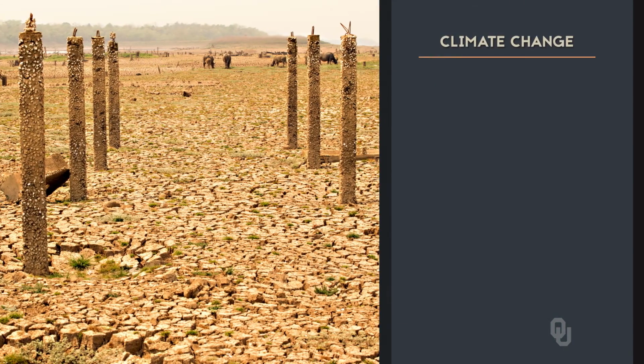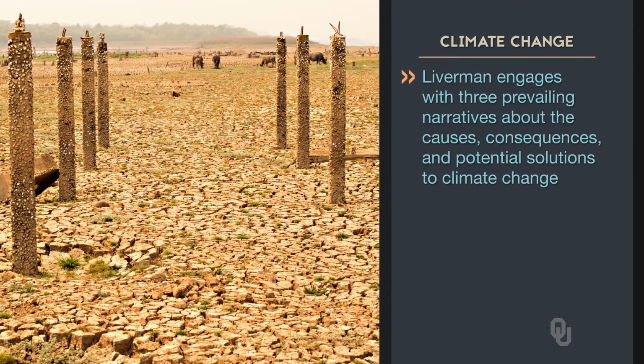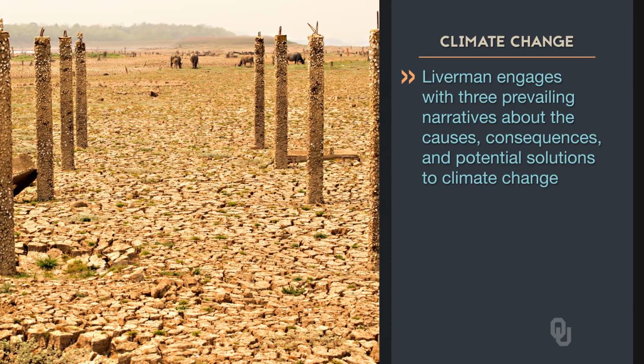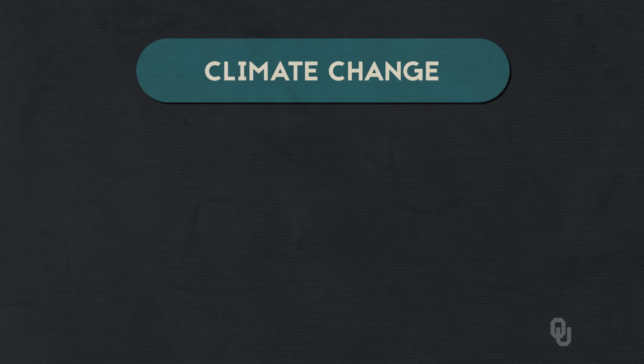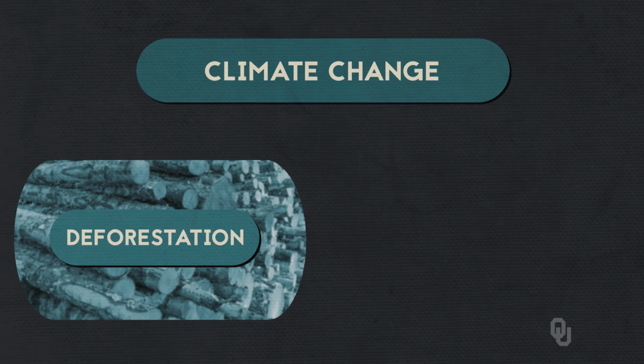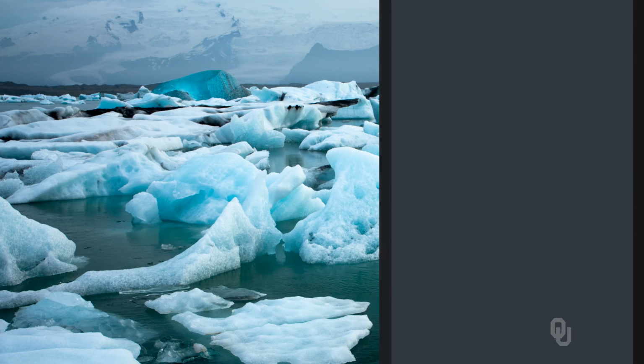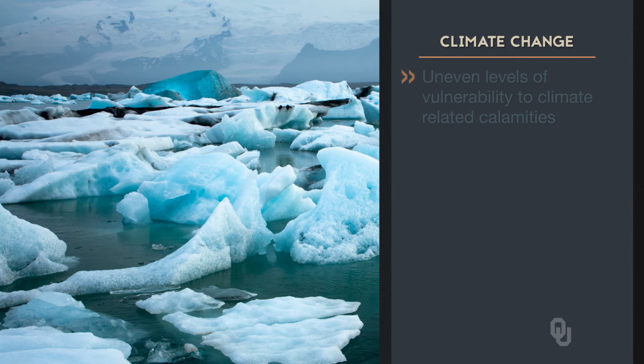Finally, the article by geographer Diane Liverman turns our attention to climate change. In this article, Liverman engages with three prevailing narratives about the causes, consequences, and potential solutions to climate change. Her analysis in no way challenges the fact that human practices like deforestation and massive fossil fuel use are changing the global climate.